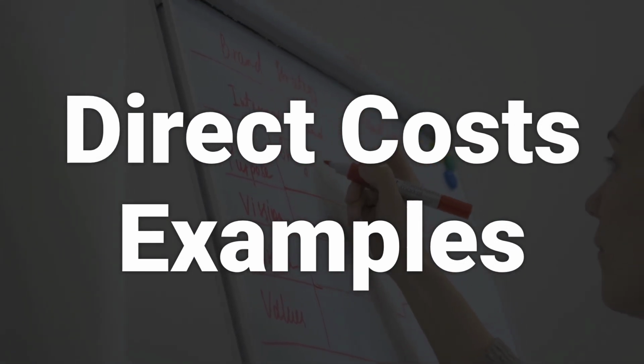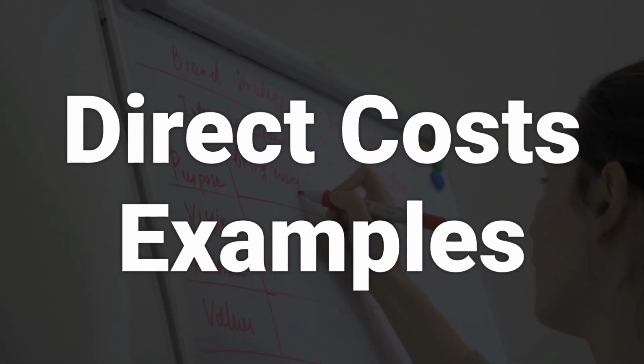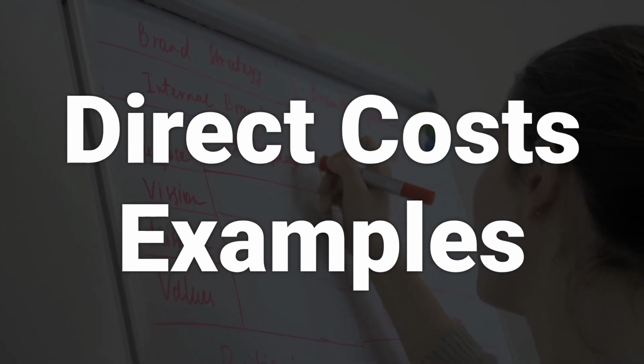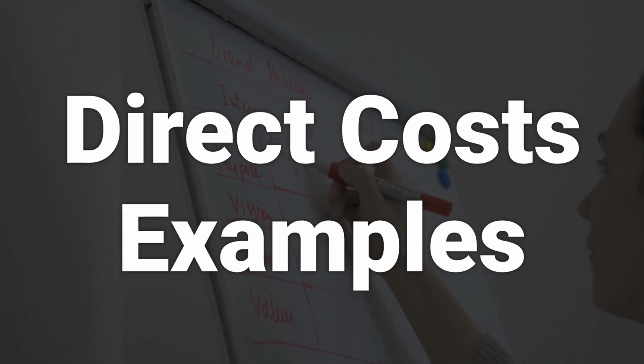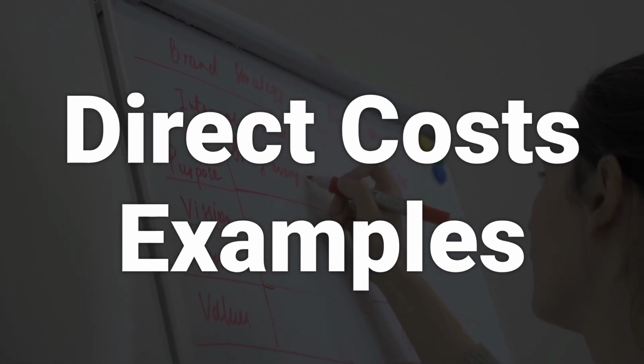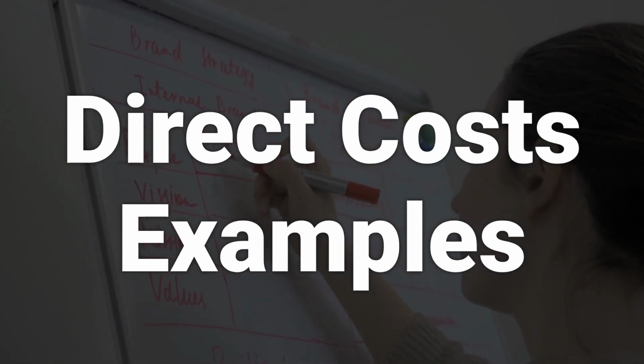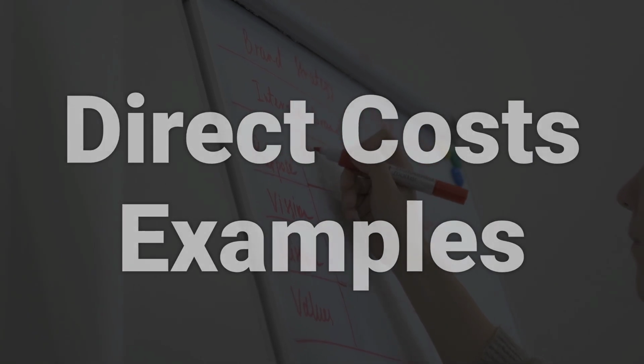Any cost that's involved in producing a good, even if it's only a portion of the cost that's allocated to the production facility, is included as direct costs. Some examples of direct costs include direct labor, direct materials, and other costs specifically traced to a product.